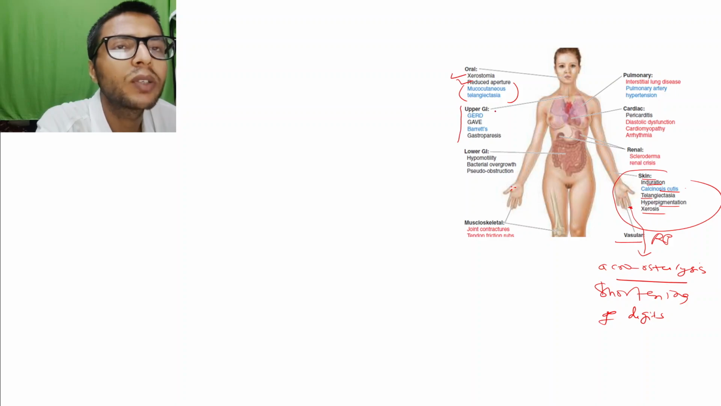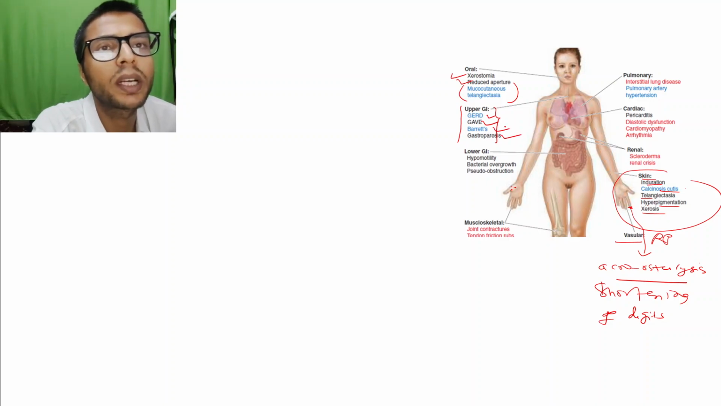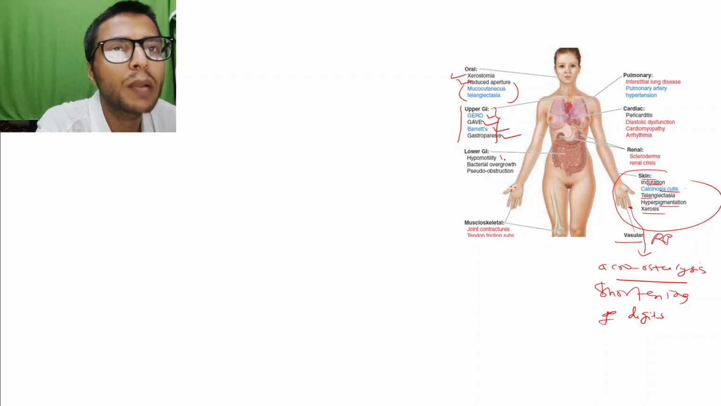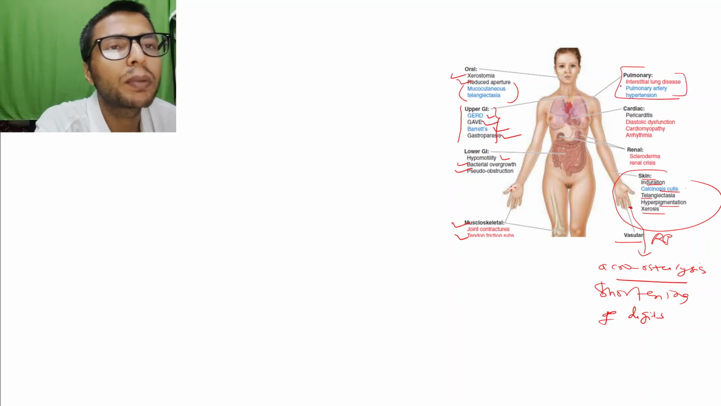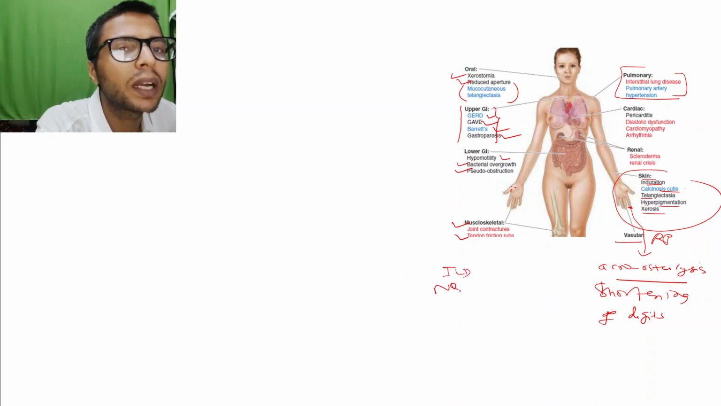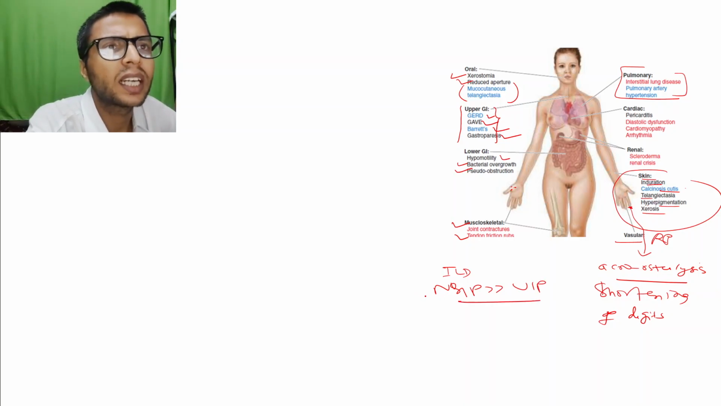In the upper GI tract you can see gastroesophageal reflux disease, gastric antral vascular ectasia, Barrett's esophagus, gastroparesis. In the lower GI tract, hypomotility, small intestinal bacterial overgrowth, pseudo-obstruction. In the musculoskeletal system, joint contracture, tendon friction rubs. In lungs, ILD, pulmonary artery hypertension. Talking about ILD, NSIP pattern is more common than UIP pattern in systemic sclerosis related ILD.